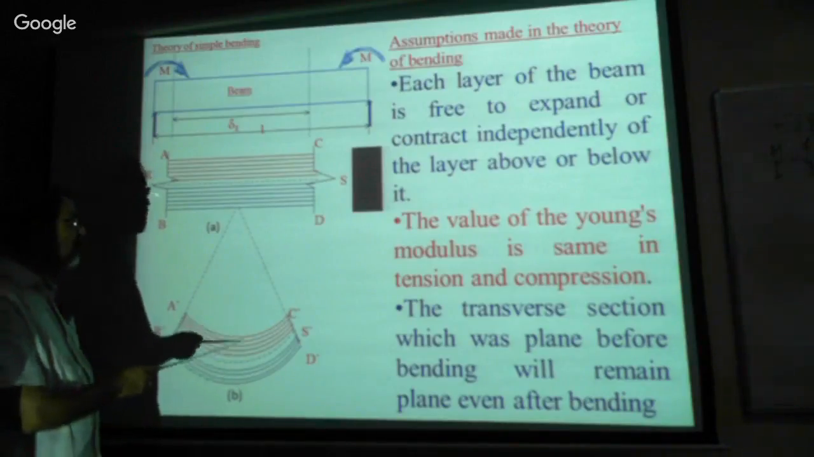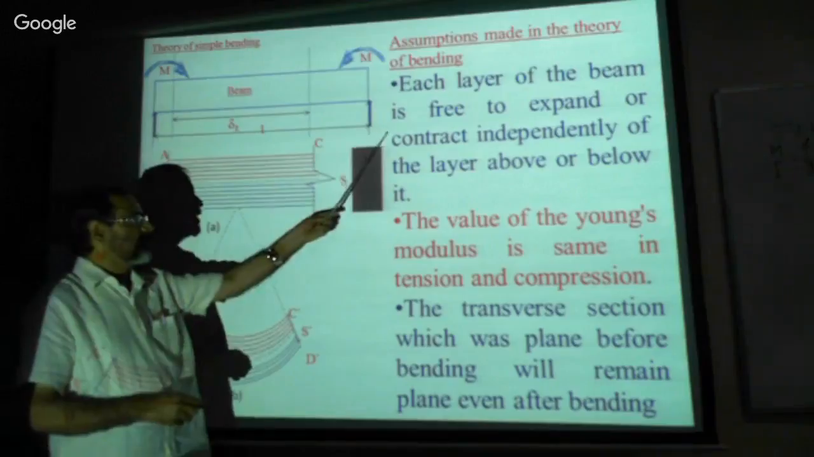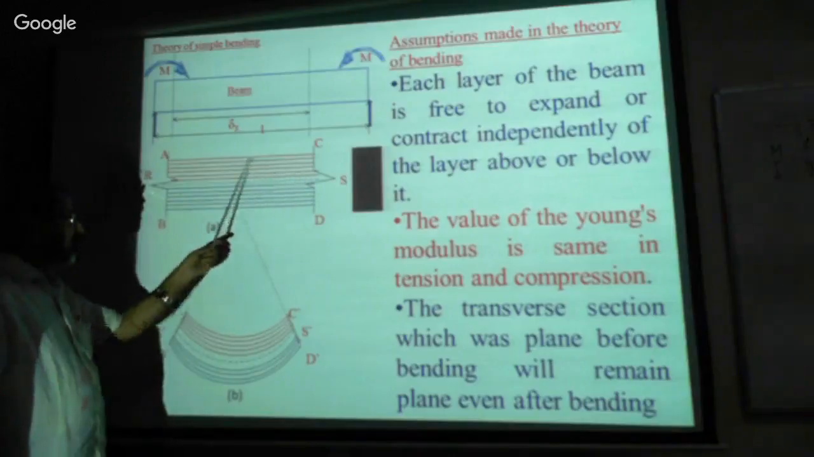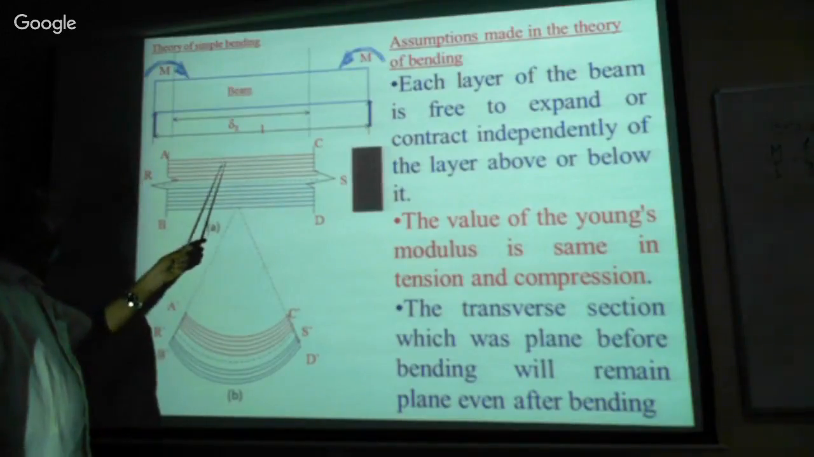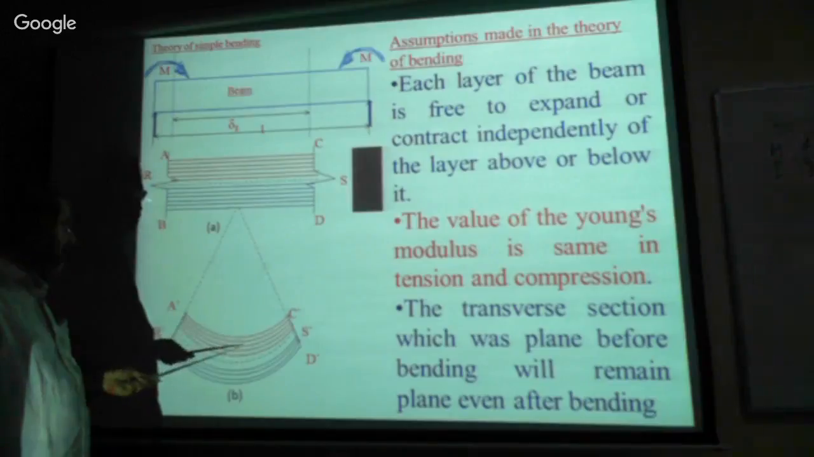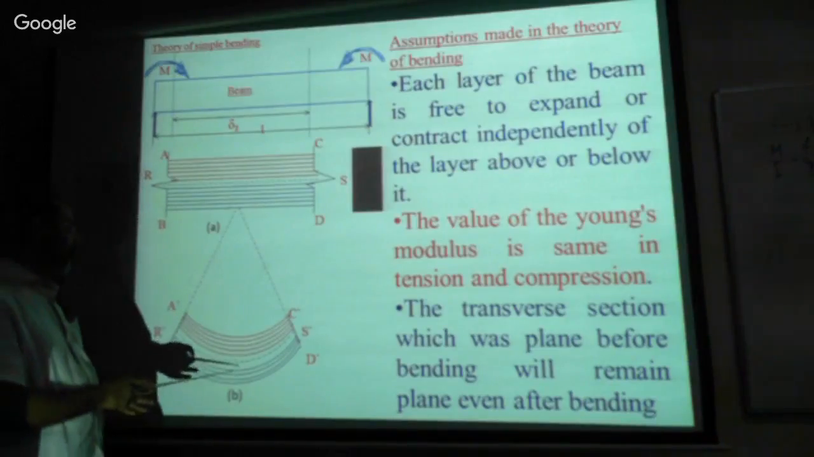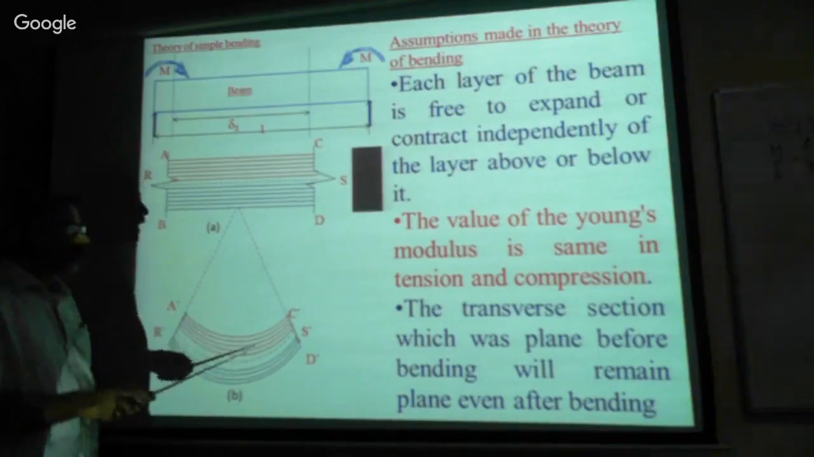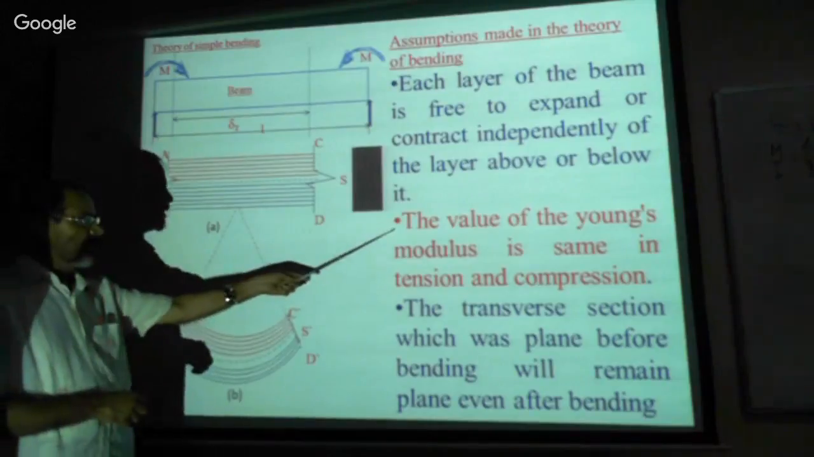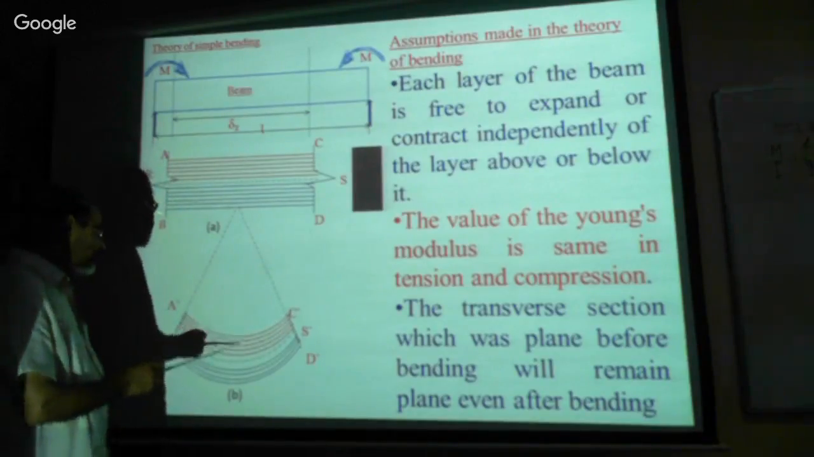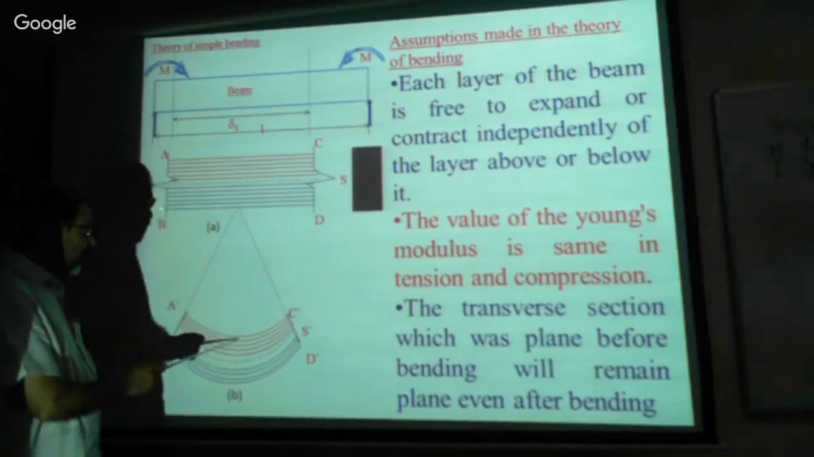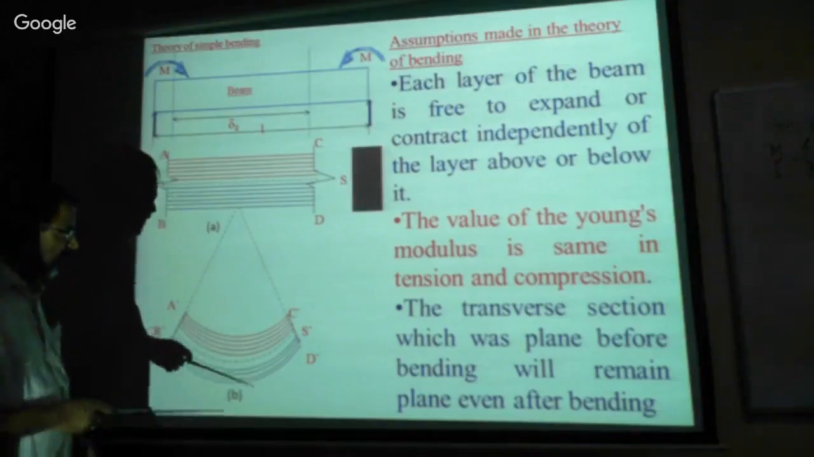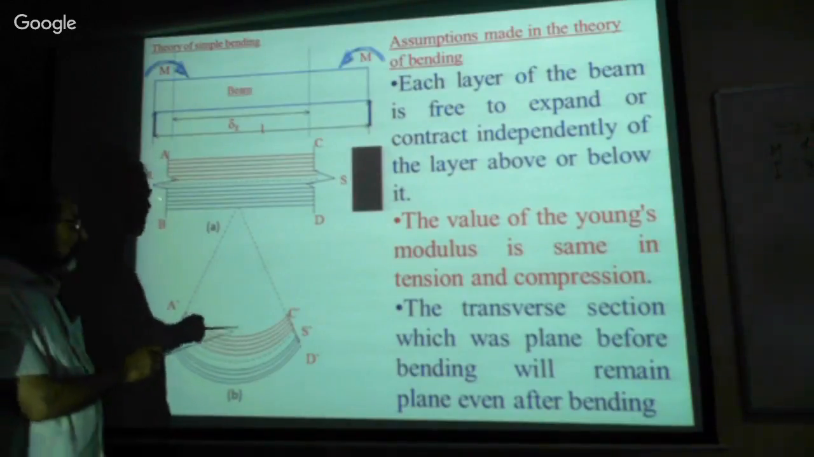Now, this is the third assumption: the layers are independent. The beam is made out of a number of layers. When it is subjected to a load and deforms, all these layers are independent in their expansion or contraction. And another assumption: the value of Young's modulus is the same in all the layers, either in tension or compression. The Young's modulus remains the same.